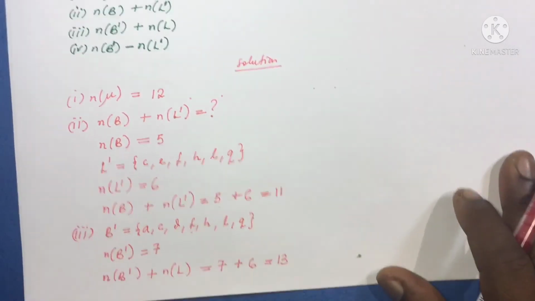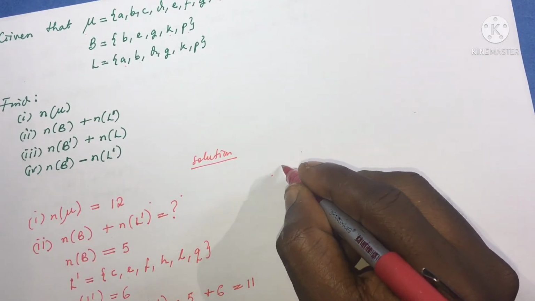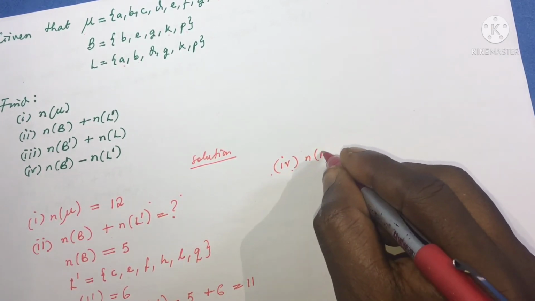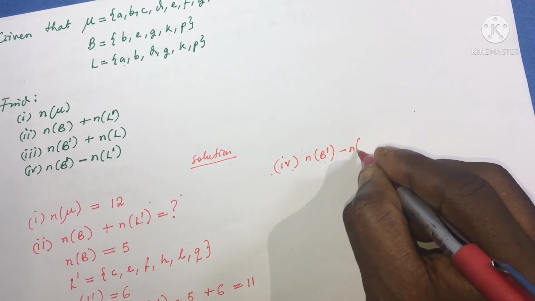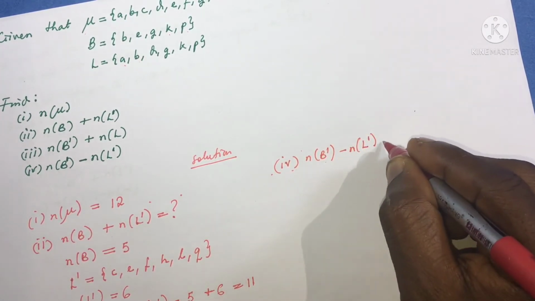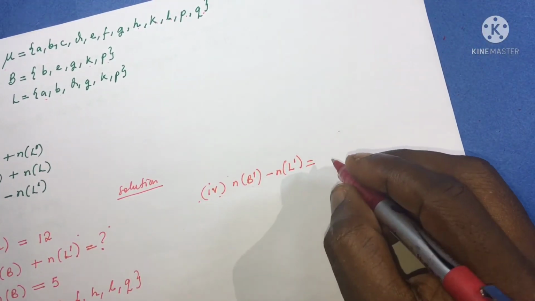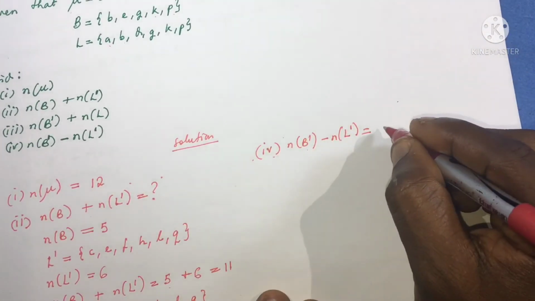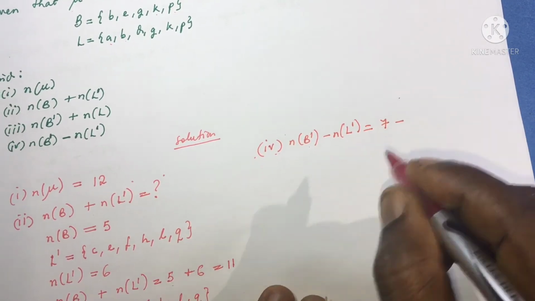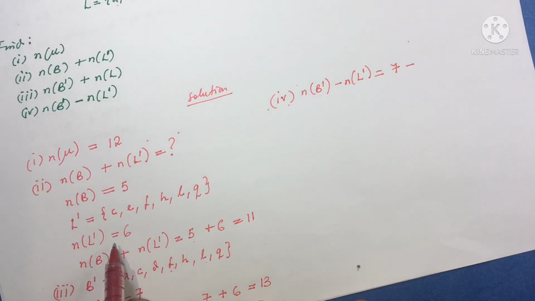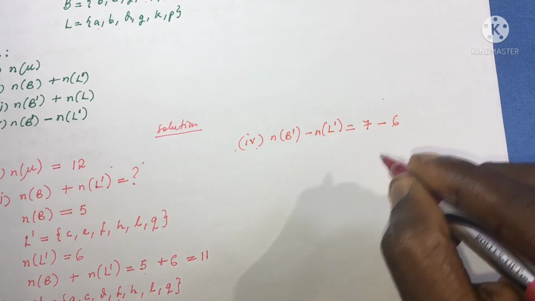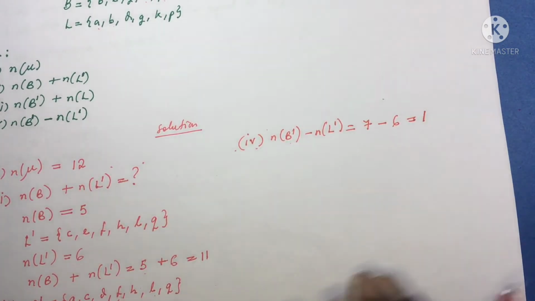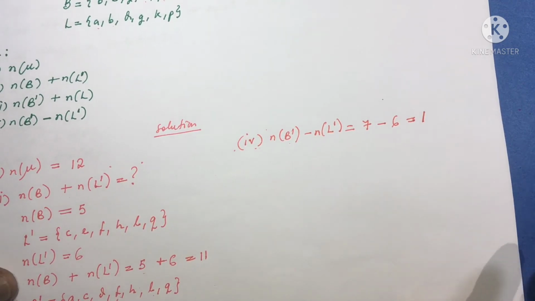Okay. Now the last question demands that we find, as question number 4, we obtain NB prime minus NL prime. So that will be equal to what? NB prime, remember we got NB prime to be 7. So I'm going to bring 7 over here. Minus NL prime, remember we obtained it to be 6. So I'm going to write 6 here. And that will be 7 minus 6, which gives us 1. And that answers question number 4.